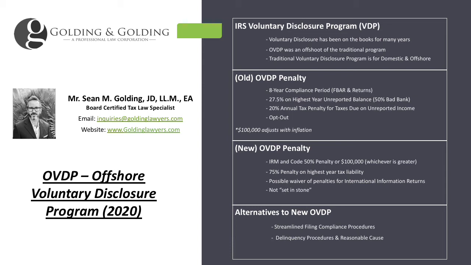People have tried to argue that based on a prior regulation which conflicts with the statute, etc., that it should be a maximum $100,000 per year or maximum $100,000 in total. That argument has been shot down numerous times, and to date, there's been no appellate court ruling on that issue. When it comes to the annual tax liability, it's not like it was before. It's not 20% per year. It's 175% penalty on the highest year's tax liability for unreported income.